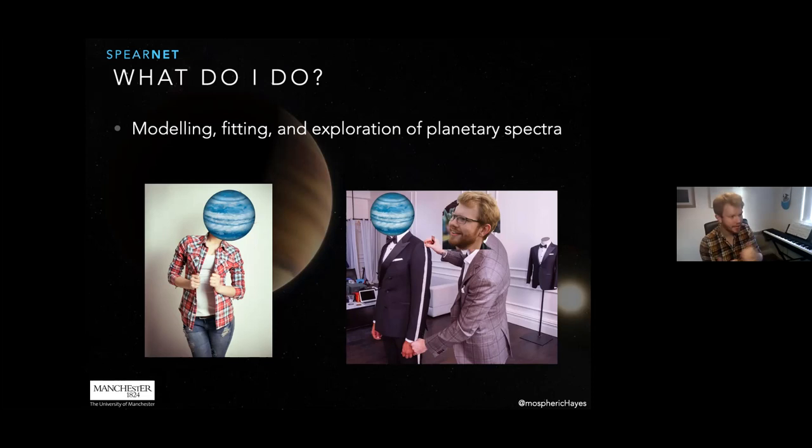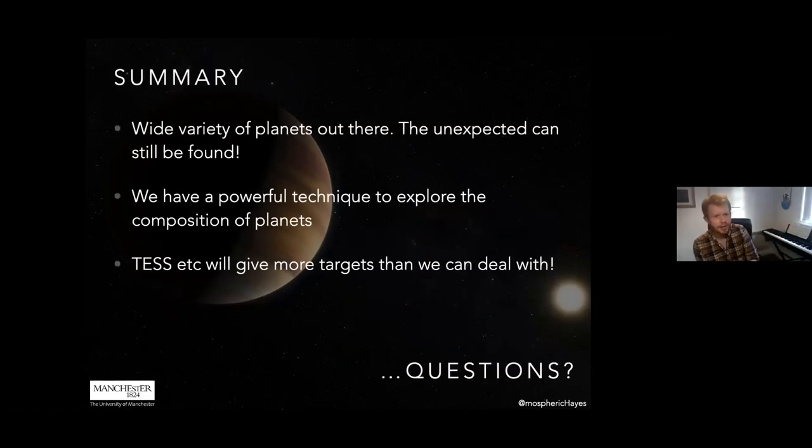And yeah, that is pretty much where I'm going to leave it. To summarize, there are a lot of planets out there. There's still a lot of stuff we don't know, which is very exciting. Even things that people are saying we've found are still up for debate. So have we found an exomoon? What does that mean? Keep an eye on that. I think it's going to be a very exciting saga. We've got very powerful techniques to explore the composition of planets, and TESS is great. That's my final line. Thank you very much for listening.